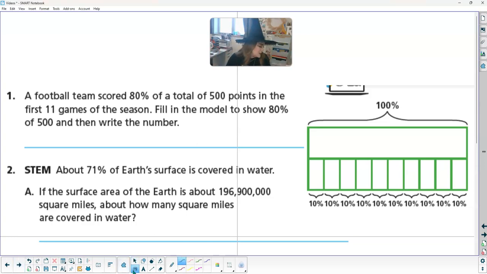So I'm going to help you set up the problems for our 7.2 homework. You're going to have to do the math. I will help you set up the problems and read through them.